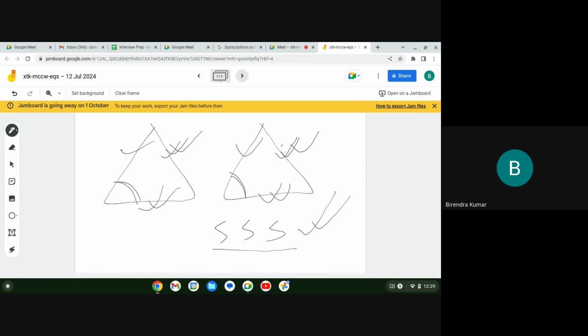Now since these two triangles are congruent, everything else will match also. You'll say this angle is also matching, this angle is also matching. You can prove that.